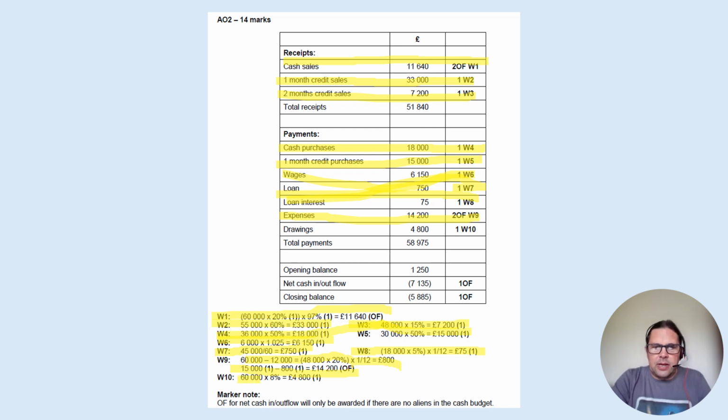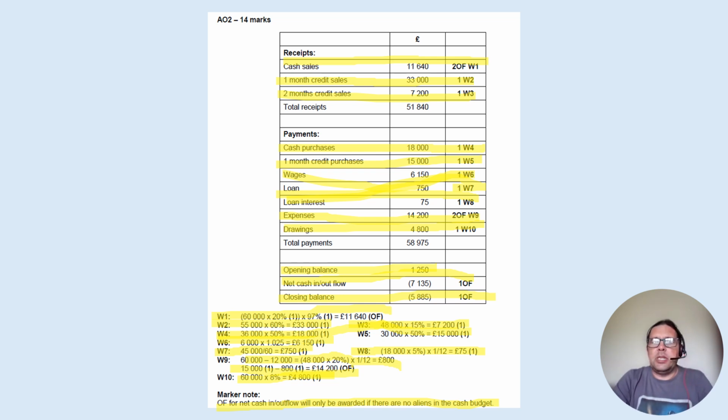We sold £60,000 worth of items in January, so it's 8% drawings on that, which is 4,800. Opening balance, they're not going to give you a mark, you're just putting that in, but you've got to remember it, because else the rest isn't going to work. Net cash flow, the difference between the inflows and outflows, was minus 7,135, and the closing balance minus 5,885. So those two are own figure. As long as you don't have any alien items, you can gain those marks. So cash budget is a little bit awkward. You've got to remember the cash and credit items, but if you're methodical, this can be full marks, or as near as you can to full marks, which is obviously what you'd like.